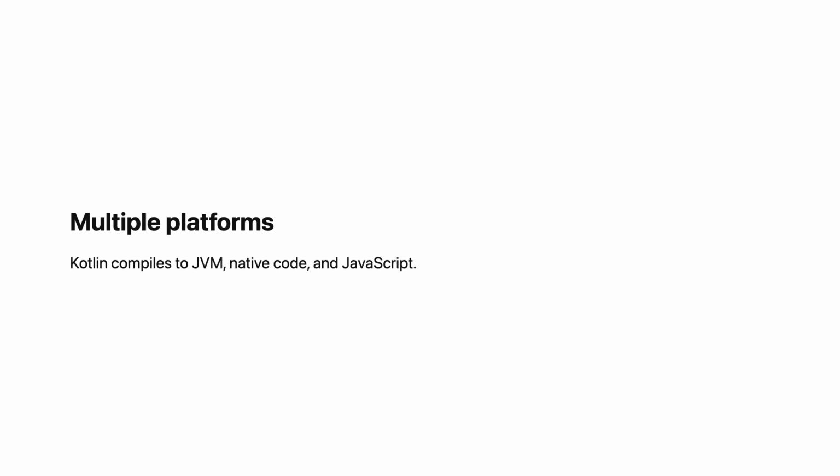Kotlin is not limited to the JVM. Kotlin native compiles to machine code. It runs without a virtual machine. This enables iOS apps, embedded systems, and command line tools. Kotlin.js compiles to JavaScript. It runs in browsers. You can share code between a Kotlin backend and a Kotlin frontend, and Kotlin multi-platform lets you share business logic across platforms. Write once, use on Android, iOS, web, and desktop. The language is the same. The platform differs. This flexibility makes Kotlin valuable beyond any single ecosystem.